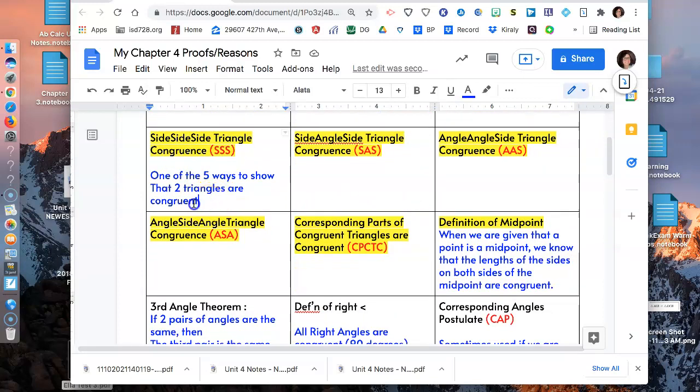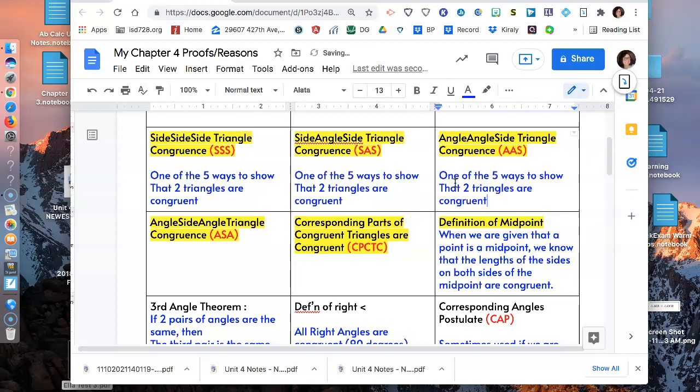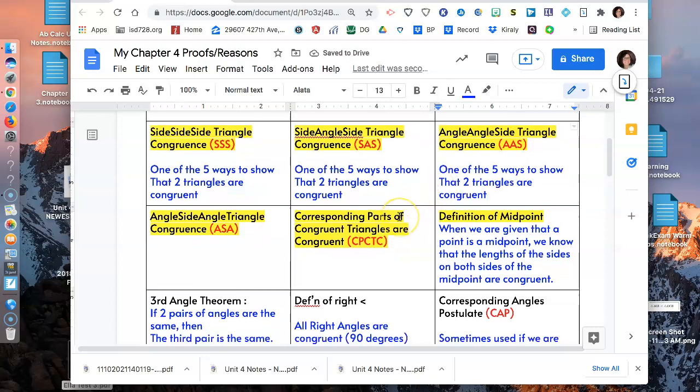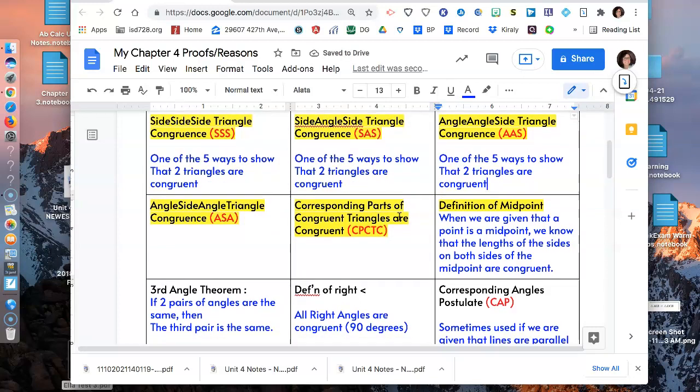Side, side, side, you should probably type one of the 5 ways to show that 2 triangles are congruent. And then when you're done typing that, and again, just pause and play as you go, I would copy it. And yesterday, we did this one, side angle side, and today we're doing this one. So there's going to be 5 ways of showing or proving that triangles are the same. And after today, we'll have the first row down.